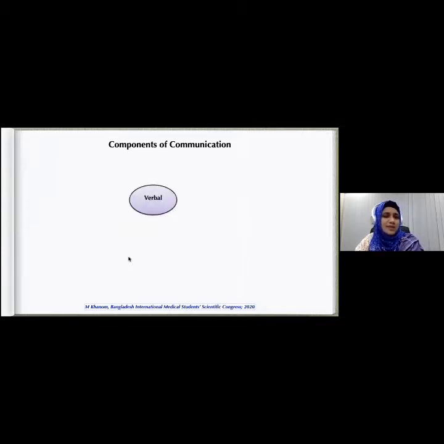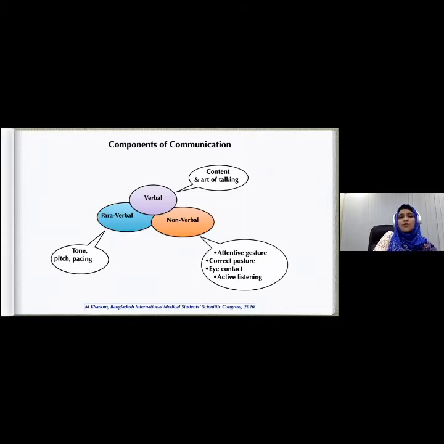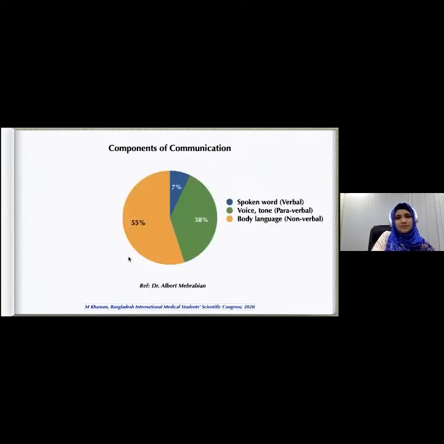There are 3 basic components of communication: verbal, non-verbal, and paraverbal. What are those? The content and art of talking is the verbal. The tone, pitch, and pacing means paraverbal. And non-verbal component means attentive gesture, correct posture, eye contact, and active listening. So all types of communications involve these three basic components.